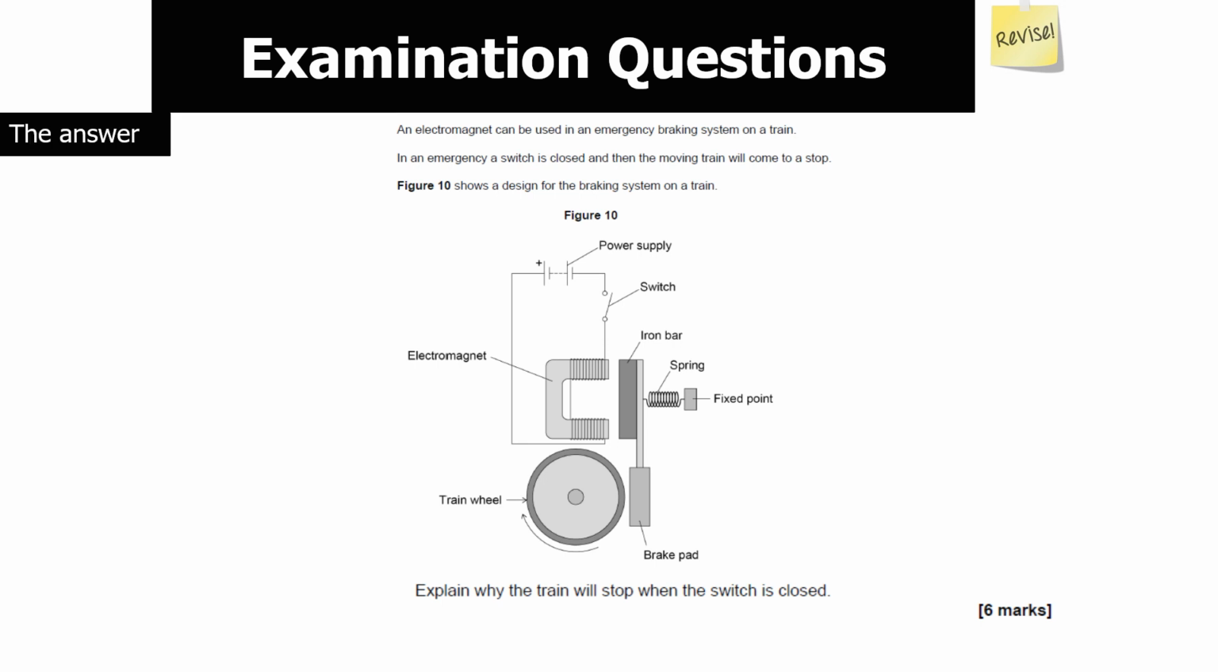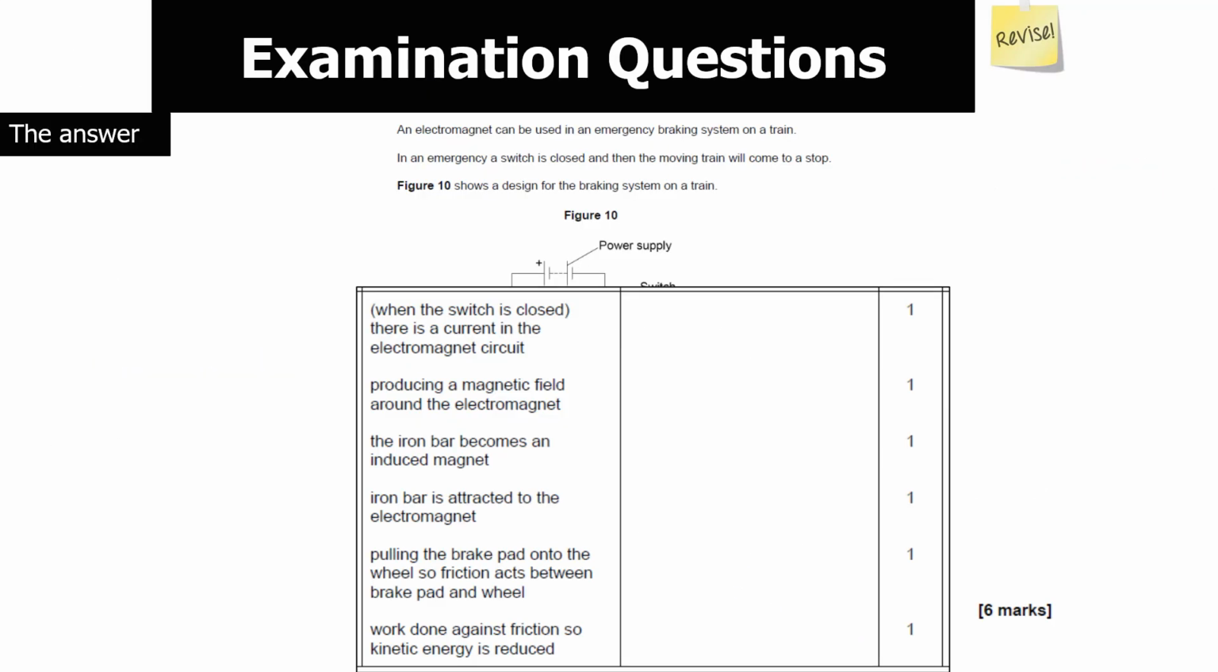Right, when you're answering this question, again, you've just got to think, what are the properties of an electromagnet? So when you work it through, you can work out the different properties of your electromagnet. So, in this question, what you would say is that when the switch is closed, there's a current in the electromagnet circuit. This will produce a magnetic field around the electromagnet, because we know that when a current flows through a conductor, it'll produce a magnetic field.